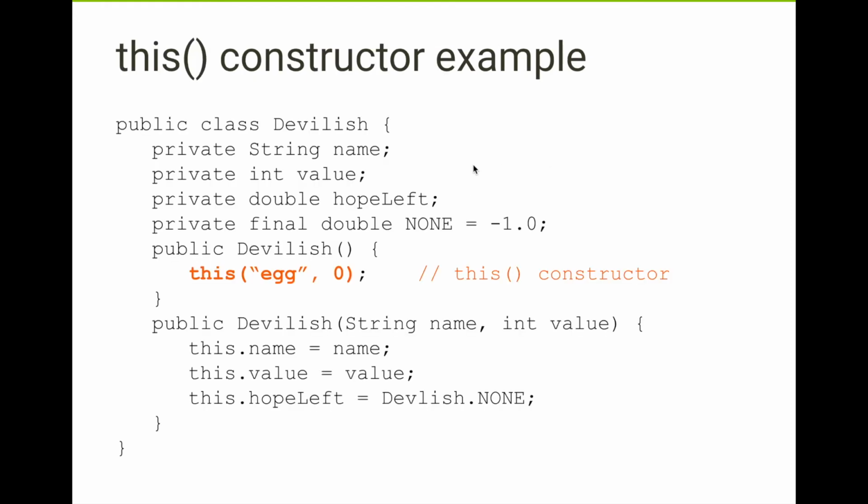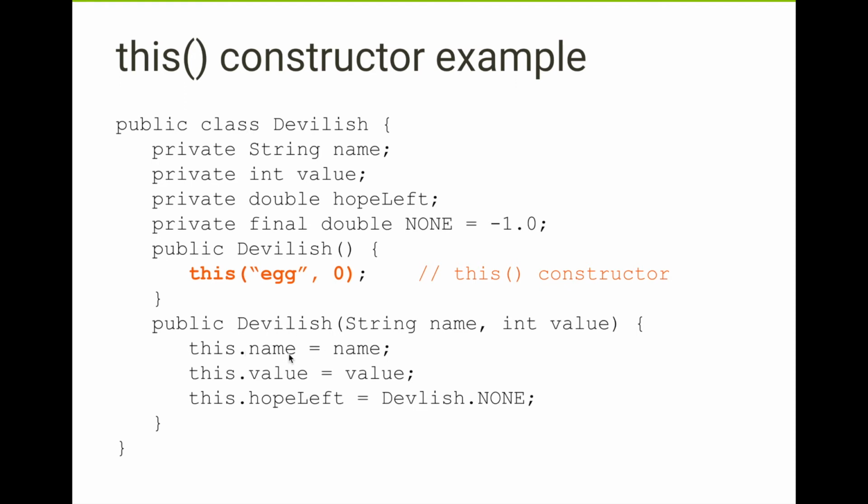The best way to really think about it is to take an example. We're going to take something devilish, this class, Devilish. It has 3 instance variables and 1 instance constant. I know it's constant because it has final, and then the identifier is in all capitals. So it's got a name, a value, it has some hope, how much hope is left, and then we have a constant. So I have a constructor in this Devilish class, and in fact, I have 2 constructors.